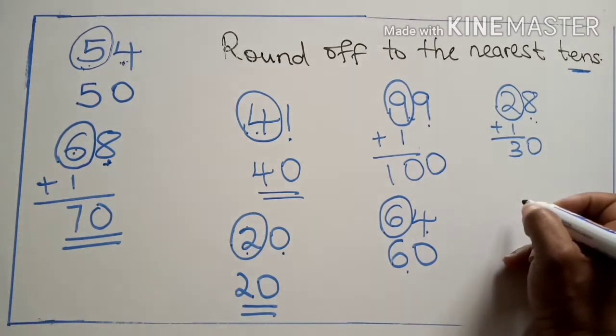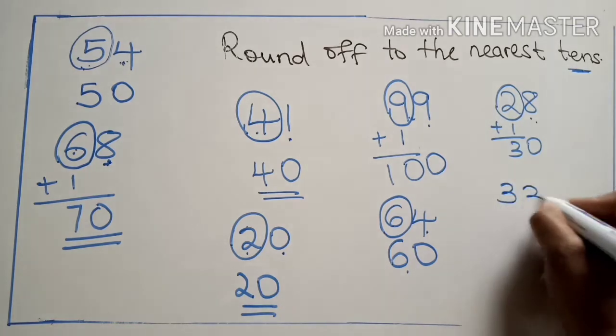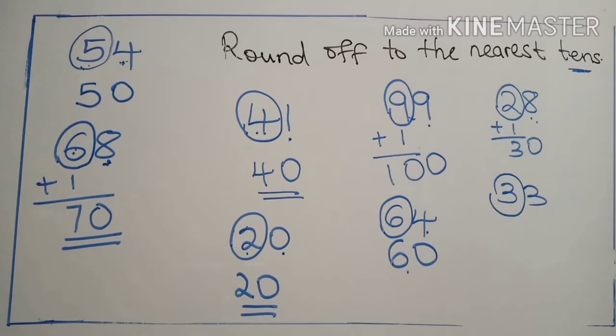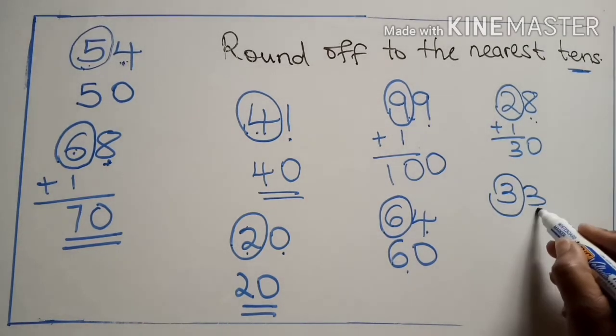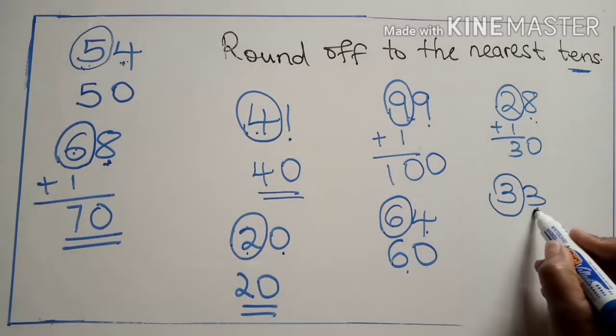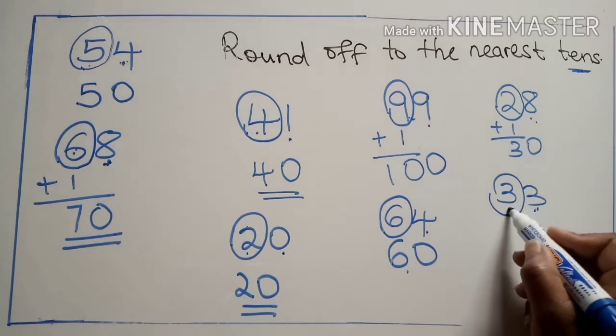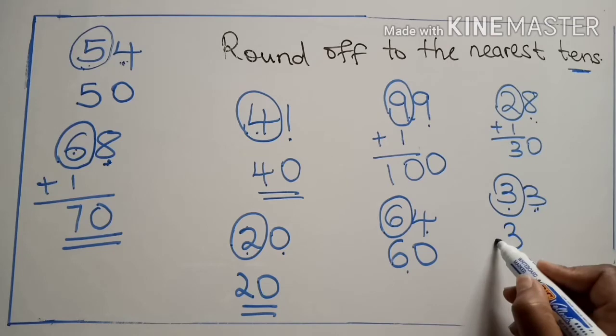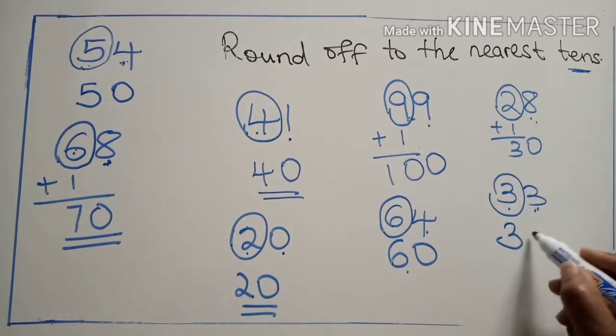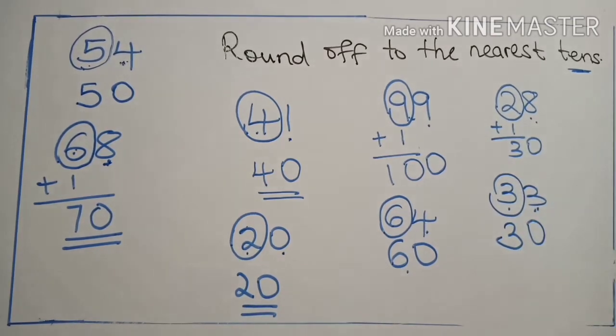Let's look at another example, 33. We circle the 3, and then we check the number to the right of that 3. This is the number. Because it is less than 5, we will round down. Rounding down means we remain at 3, and then every number that is after that is converted to a 0. So rounding off 33 to the nearest tens is 30.